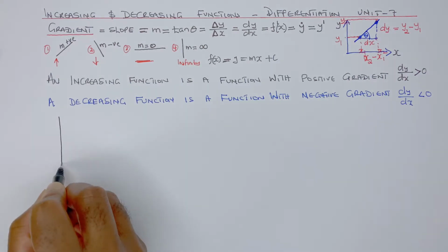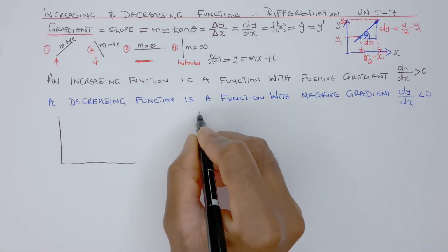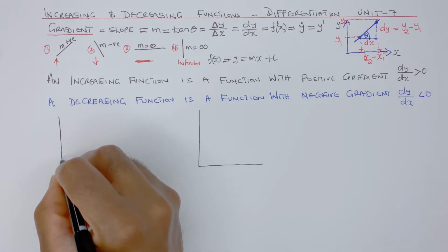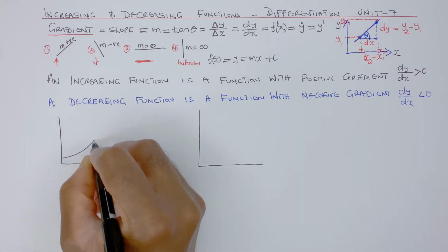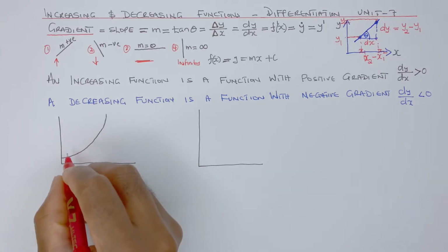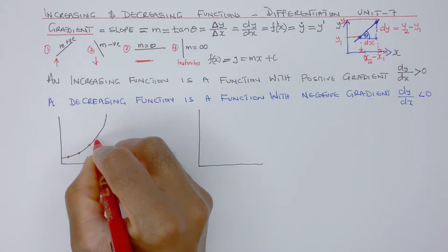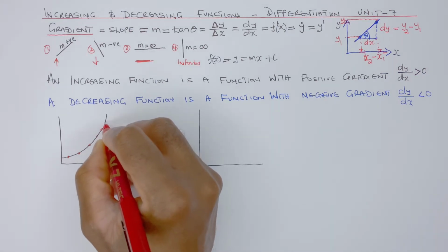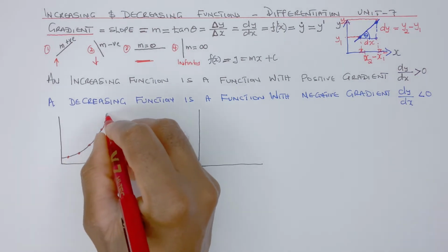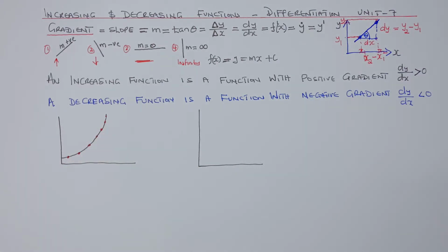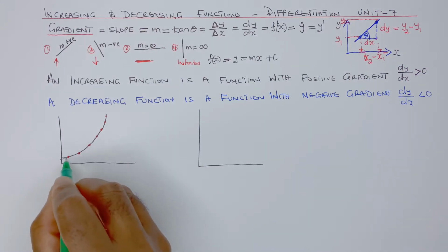Looking at 2 graphs here, an increasing function is a function that goes like that. The gradient on this function, you have to draw a tangent to a point, and these tangent points are changing every time because it's a variable gradient. That means the gradients are changing. So that's a tangent here. That's the gradient here. You can see it's positive.